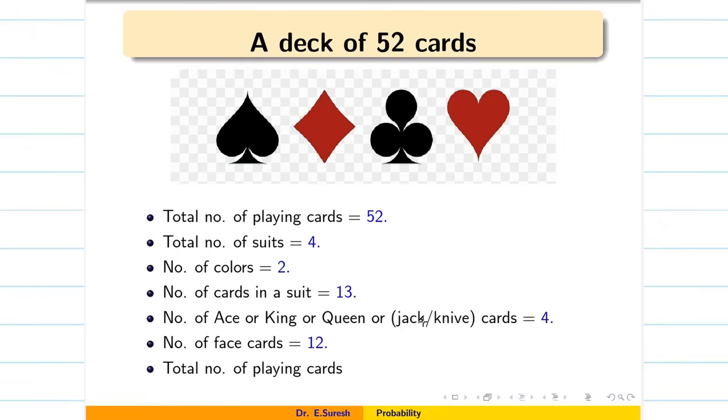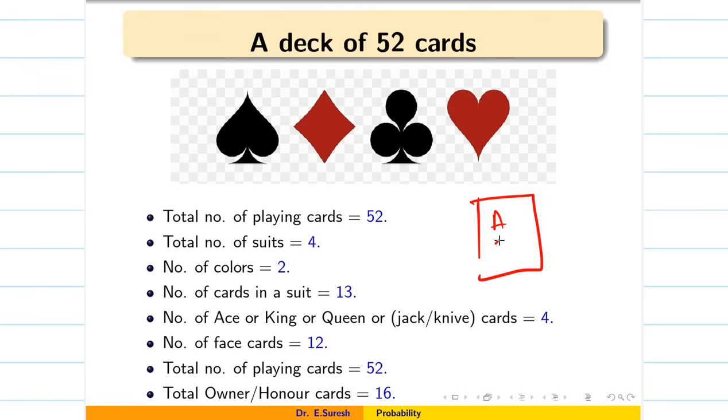As usual, the total number of playing cards, when you count all the possibilities, is 52. Sometimes people say honor cards. Honor cards are nothing but the same: ace, king, queen and knave. In each suit we have 4, so 4 fours are 16. So we are going to play with these problems.